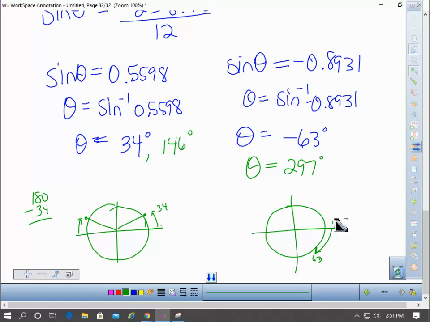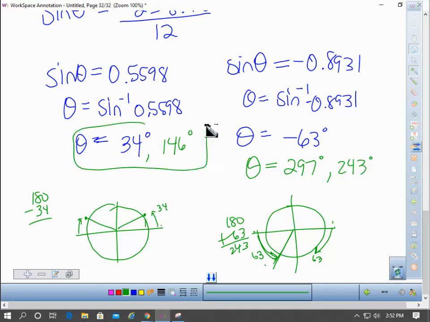Okay. Then over here, I'm doing the same thing. If I go 63 degrees this way, my sine, remember, is negative 0.8931 because the y coordinate is negative. Where's the other one? The other negative one is over here on this side. So I'm going 63 degrees down this way because I have to have a mirror image. So what angle is right here? Really I'm doing 180 plus 63, so that's going to give me 243. So that's my other answer, 243.